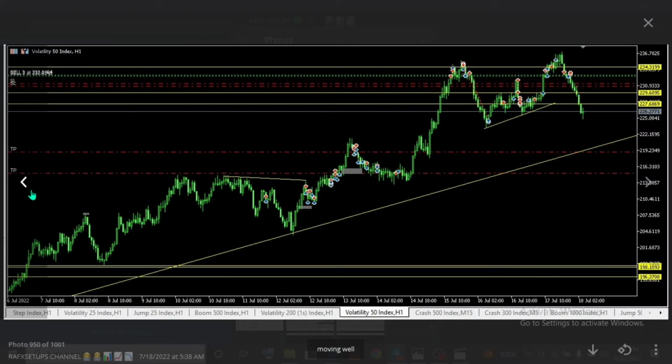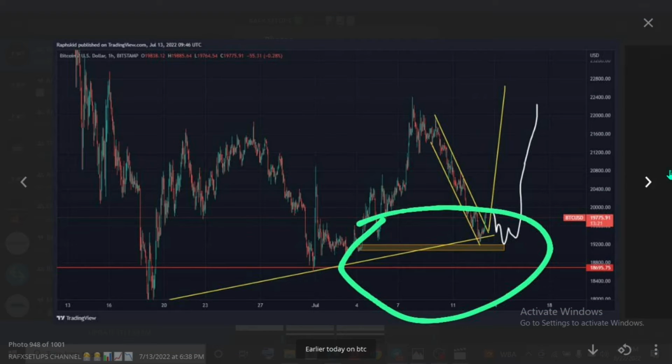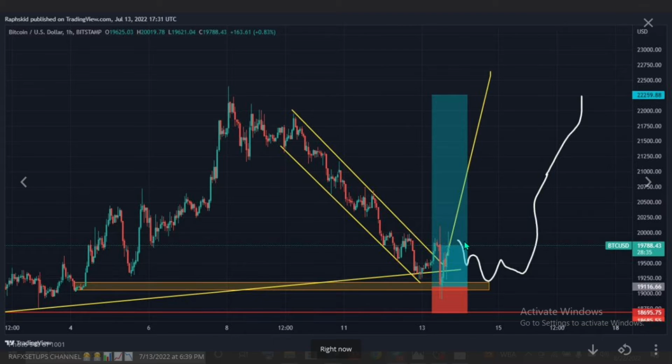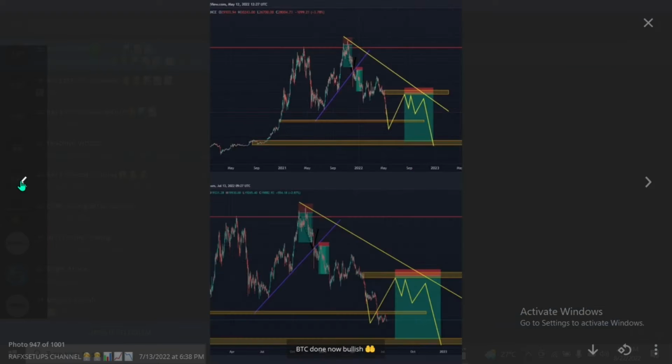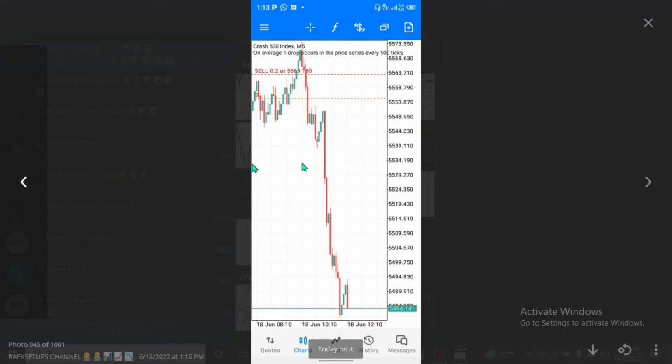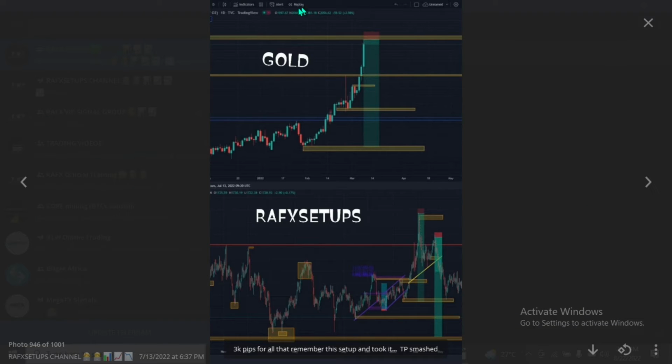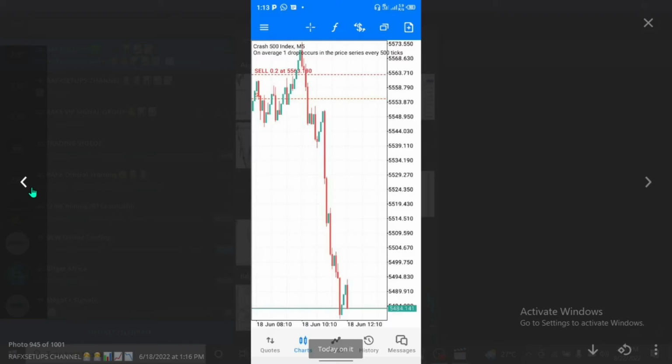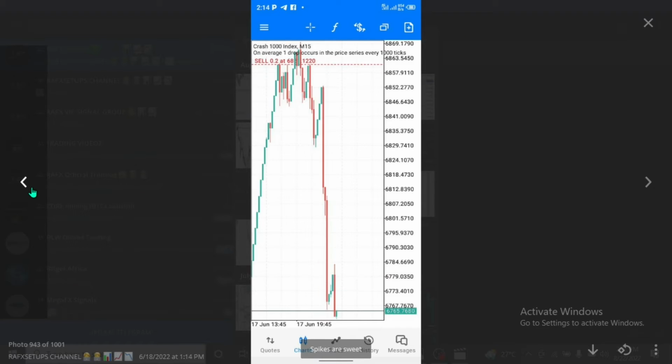You can see all these are past trades. This is BTC here, where we knew BTC was about to move. We were expecting a third leg here before the move up, which actually happened, and that was a massive move, guys. This is gold. You can see before, and this is the after. We took the first entry here, the second entry here. This has been about 5,000 pips or so on gold. All these markets, you can see Crash 500, Crash 1000.